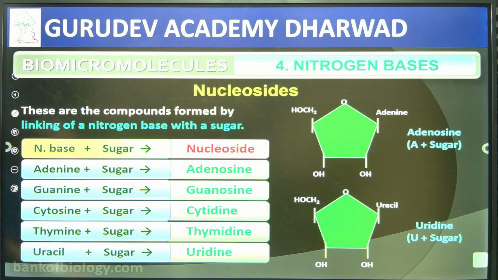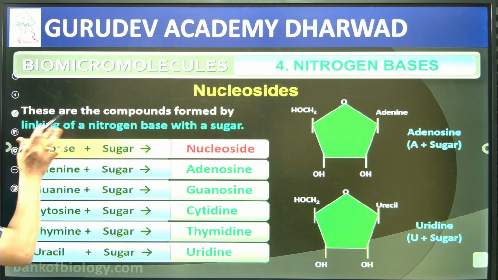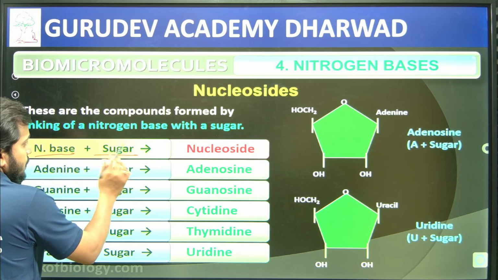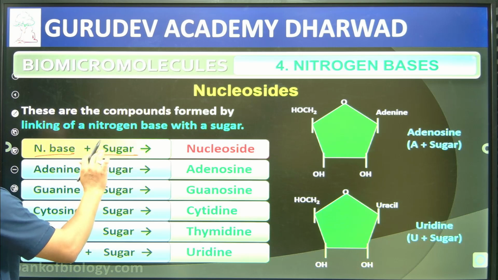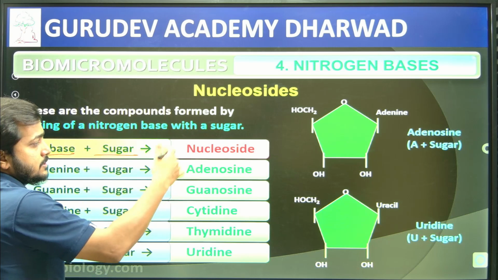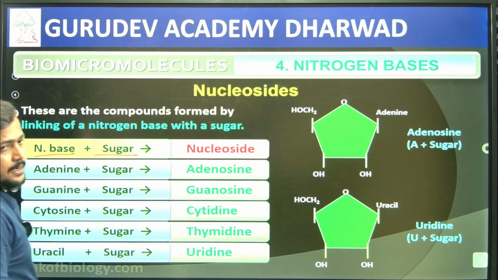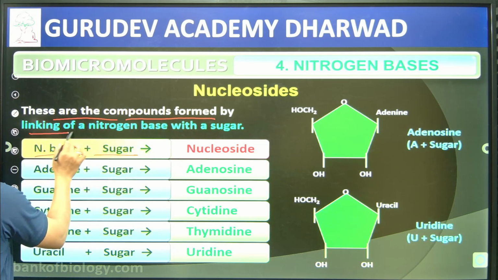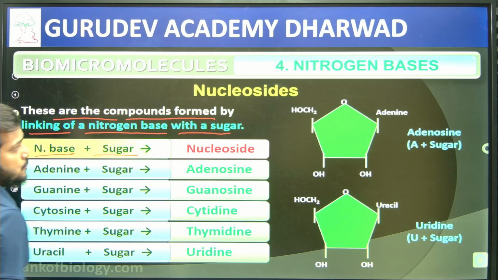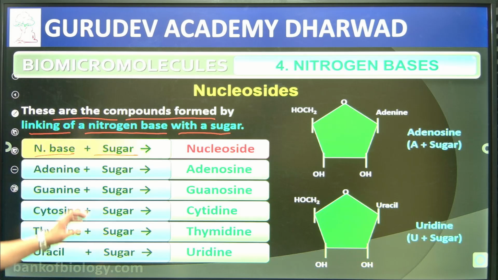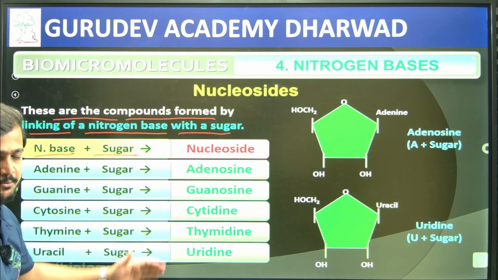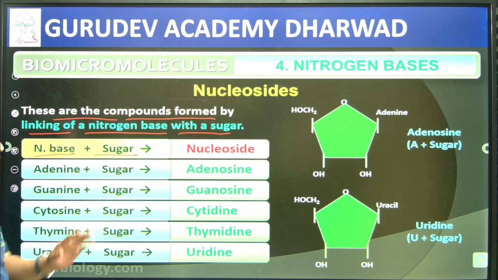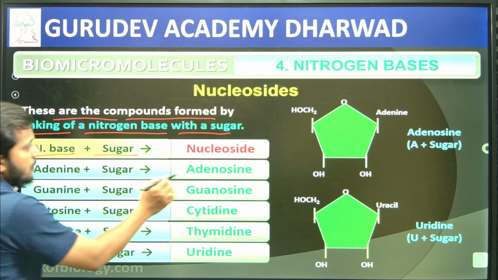Then nucleoside, consider majorly what exactly this nucleoside is. Consider one nitrogen base combines with a pentose sugar, right? Either this pentose sugar will be a deoxyribose sugar or particularly the ribose sugar. So these are the compounds formed by linking the nitrogen base with respect to the sugar molecule. If there is an attachment of the nitrogen base to the sugar, we call it a nucleoside.